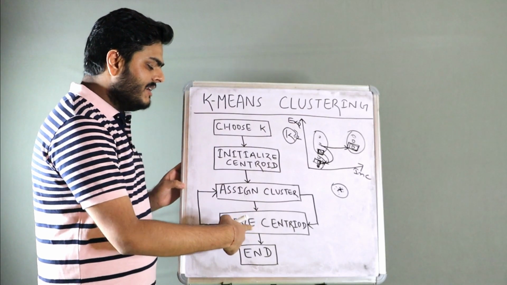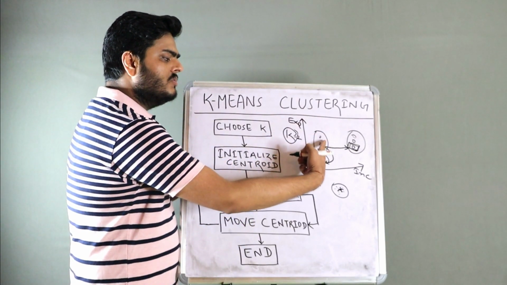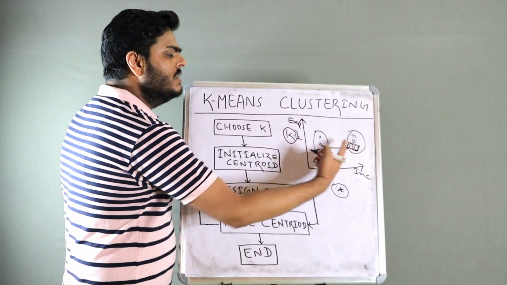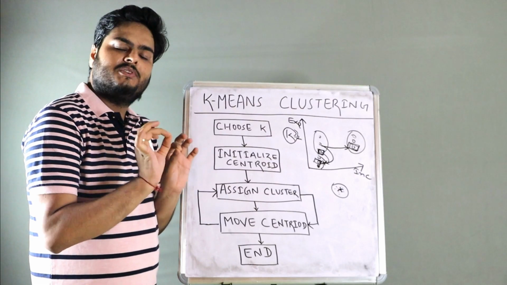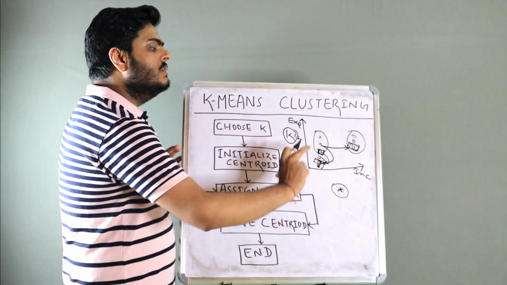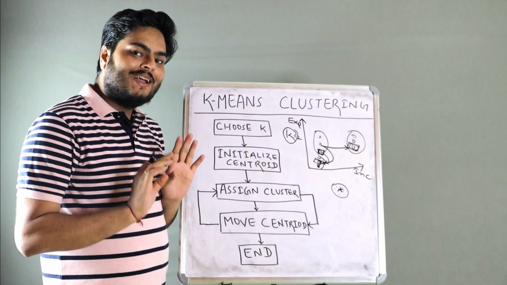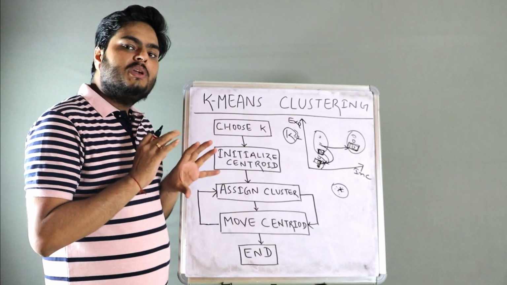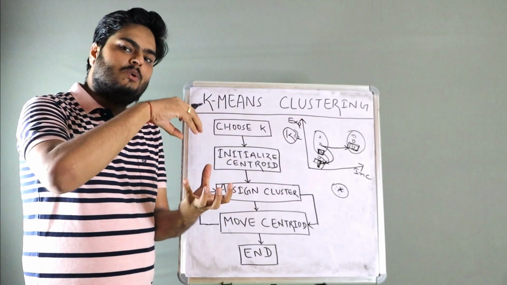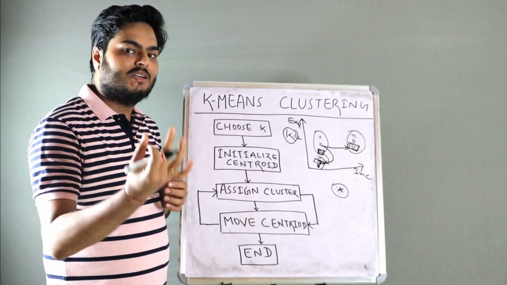Now what happens, guys? Again assign clusters. How? Again see the distances of all these points from both the centroids. Whichever is near, assign to that. So there will be some shift. There will be some points which will move from one cluster to the other cluster. Okay? And then the centroid will change again. How? Take the mean of all the points in one particular cluster. That becomes the new centroid, and iteration 3 starts.